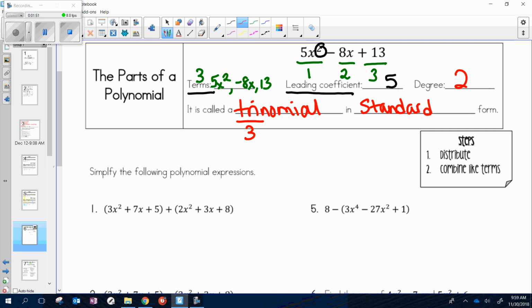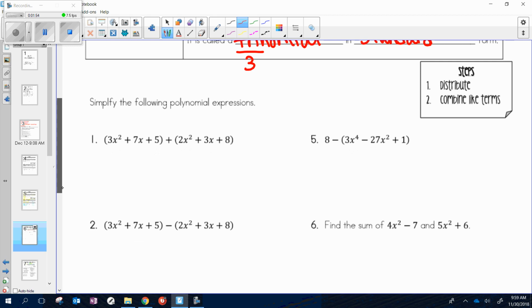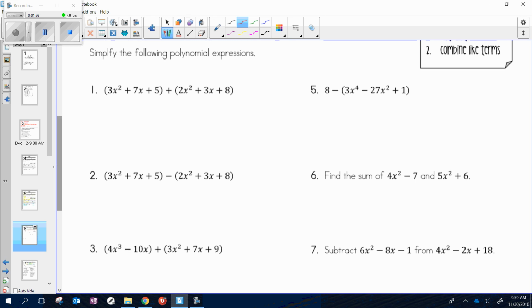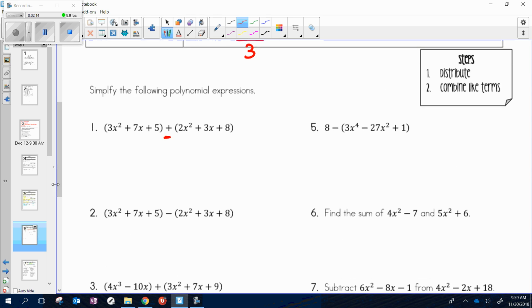That is standard form. So now, if we try to simplify the following polynomial expressions, we're going to be looking at adding several different kinds of polynomials. In our first question, we have 3x squared plus 7x plus 5 plus 2x squared plus 3x plus 8. So when we're looking to simplify, add, or subtract any kind of polynomial, we want to look at these steps over here in the corner. Our first step is always to distribute.